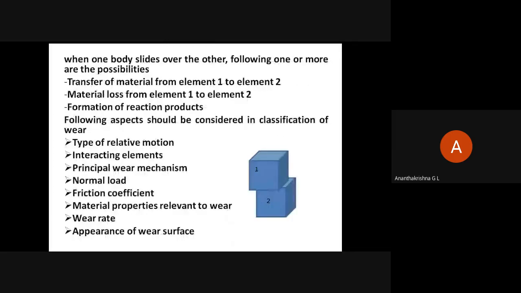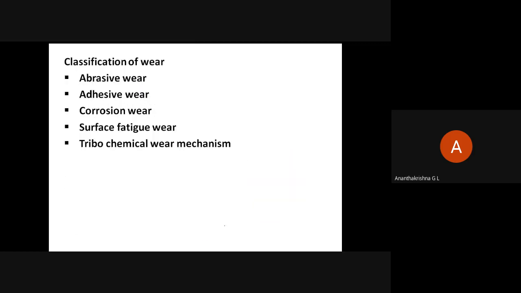Then we learned about the basic definition. During wearing of materials, transfer of material from element 1 to element 2 will happen. And the aspects that should be considered in classification of wear are type of relative motion, interacting elements, principal wear mechanism, normal load, coefficient of friction, metal properties, wear rate, and appearance of the wear surface.